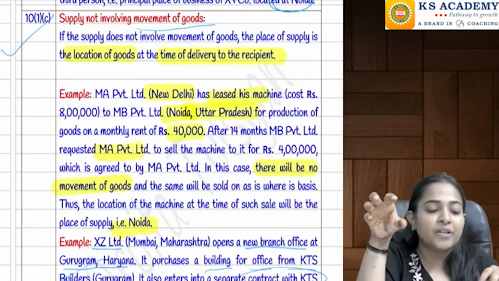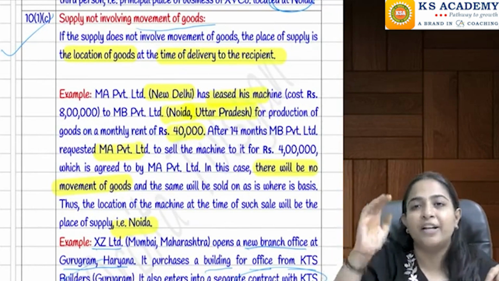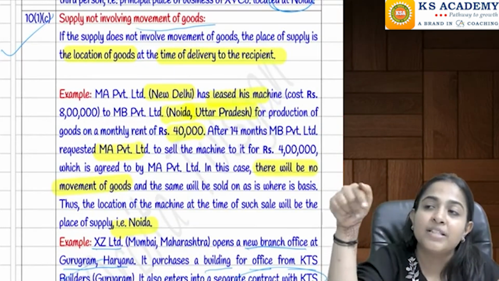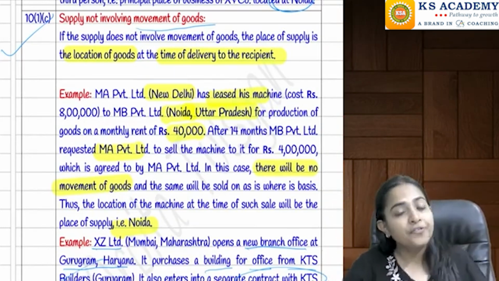So the place of supply will be the place where the goods are located at the time of delivery to the recipient. Can I say the goods are already at your location? So that will be considered as the place of supply.